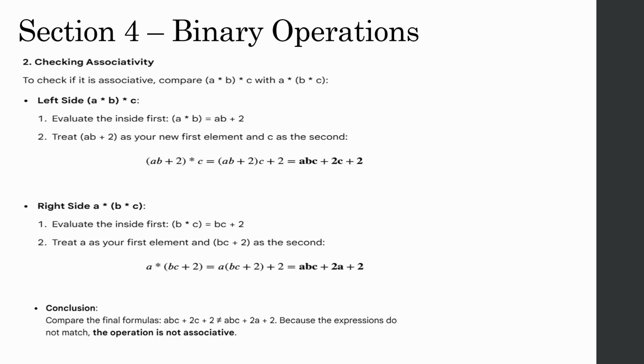Alright, let's check associativity. To check if it is associative, compare (A star B) star C with A star (B star C). Let's look at the left side, that is (A star B) star C. Evaluate the inside first, that is A star B equal to AB plus 2. Treat AB plus 2 as your new first element and C as the second element.